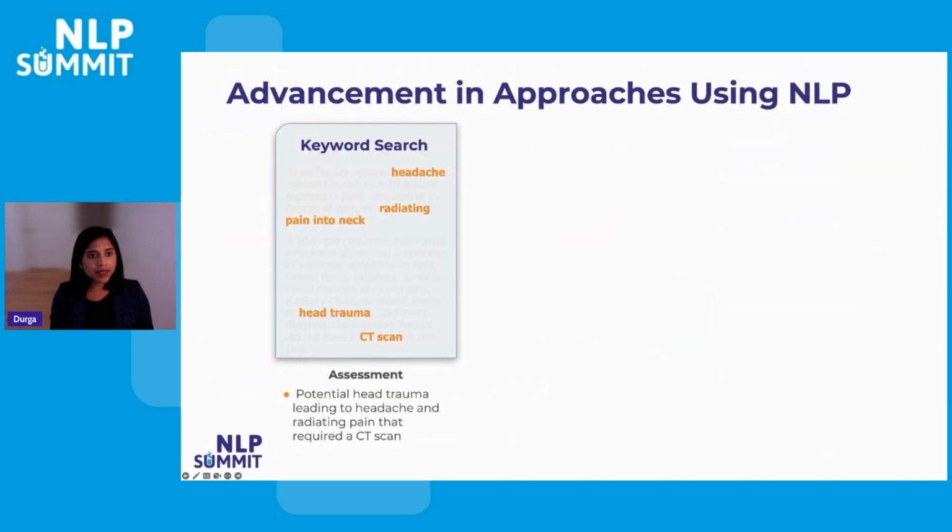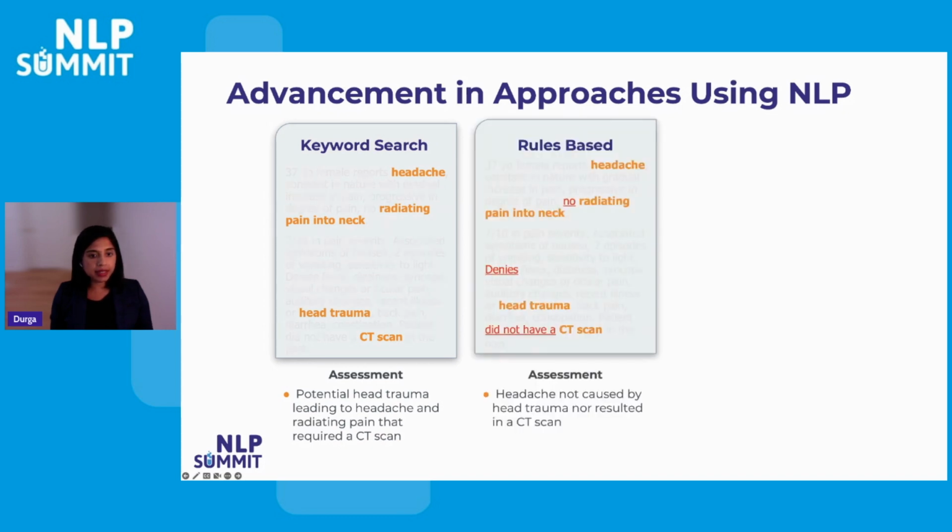When we think about advancement and approaches using NLP, we think about how you can look at more and more data using keyword searches. And if you just do a keyword search, what you see in this note is that the keywords are headache, radiating, pain into the neck, head trauma, CT scan. And what you get from that is that there's potential head trauma leading to a headache and radiating pain that required a CT scan. But if you do a rules-based approach where you also look for negative words, what we find is that the headache was not caused by head trauma and it did not result in a CT scan, which is very different than a simple keyword search.